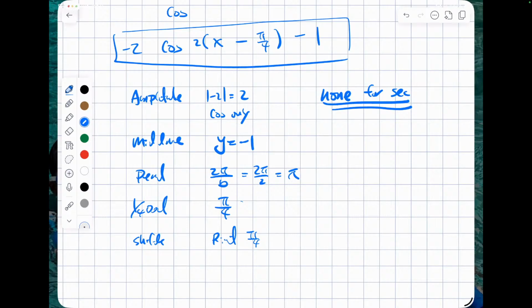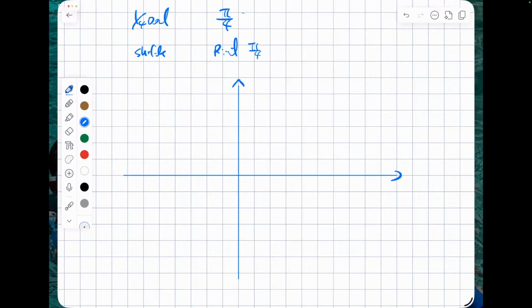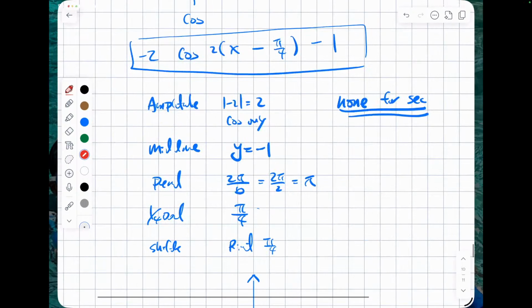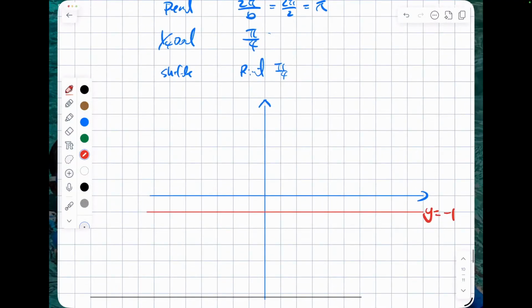Okay, so I'm going to use that one. Each one is pi over 4, so -1 is going to be right here. Y equal to -1, that's the midline. Now I am going to start at pi over 4 to the right. Since each one is pi over 4, this one's pi over 2, this one's 3 pi over 4, and this is pi. So I'm going to use this line to start off.